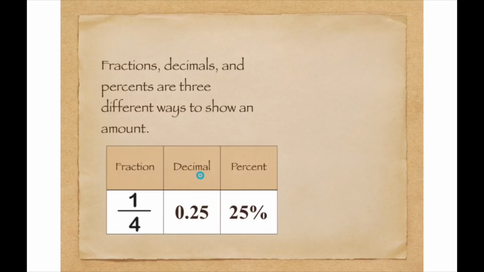Then we come over to decimals. Decimals are the second way to show a number. And we've got the decimal point, which is really important. Anything to the left of the decimal point represents whole numbers. Anything to the right of the decimal point represents fractional amounts, so little pieces.